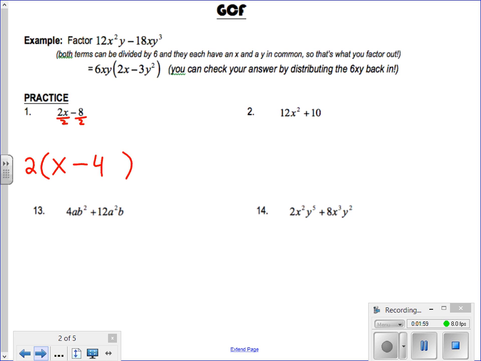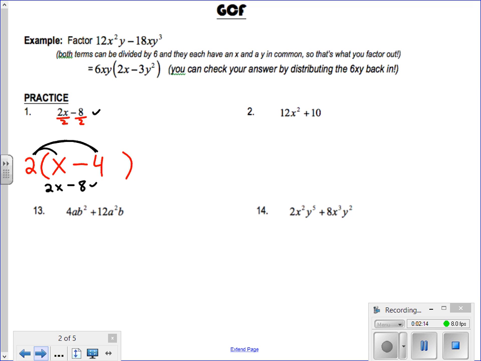If you wanted to check if this was right, you would distribute the 2. 2 times x is 2x. 2 times negative 4 is negative 8. That matches my original, so you know you factored correctly.